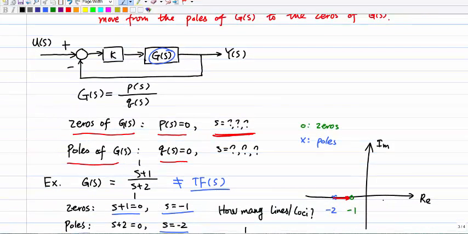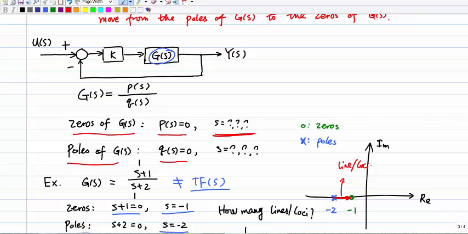If this is a closed loop transfer function, I also want to emphasize a little bit: I use X to represent the poles of the open loop G(s), and I use a circle to represent the zero. So rule number 2 says that as k moves from 0 to infinity, the line moves from the pole to the zero. So what I draw over here moves from pole to zero. This is my line, or Locus.